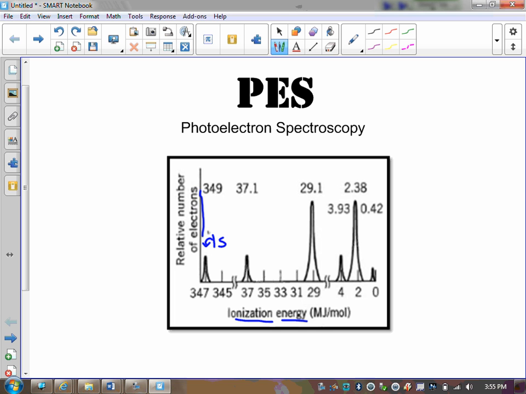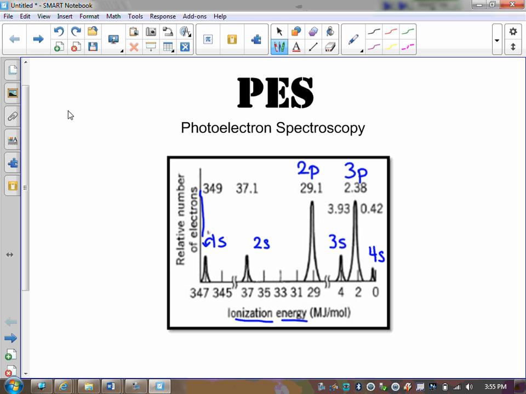The second peak represents then 2s. The third peak represents 2p. The next peak, if you look at your order of filling, so we're at 1s, 2s, 2p, this next peak represents 3s. The next peak represents 3p. And then the last peak, this little peak we have over here on the far right, represents 4s.